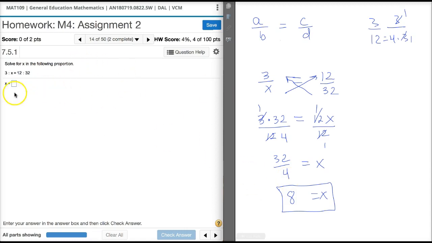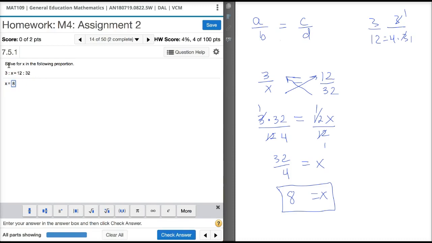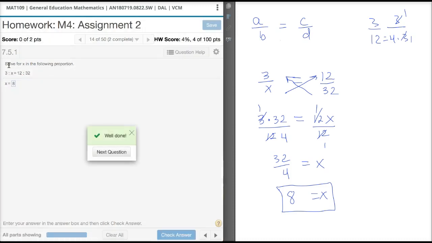And if you notice here, they already have the x equals, so all we need to do is just type in the 8. Okay. Now, for those of you that don't like the way that I just did it here, what I could do is just work it the normal way, and I'll go ahead and erase this.